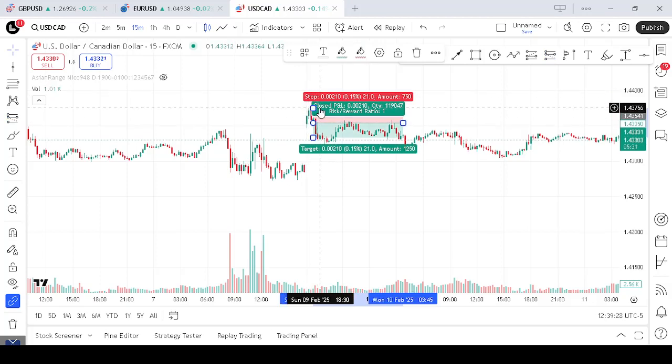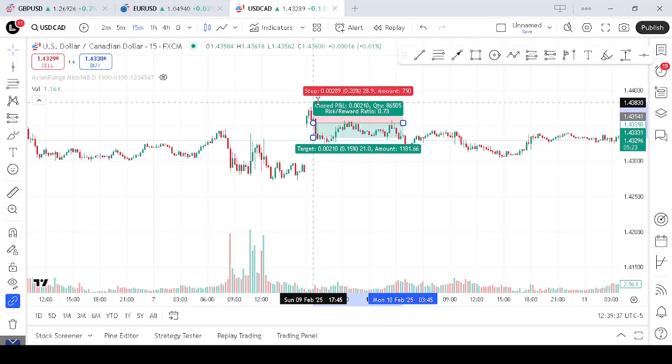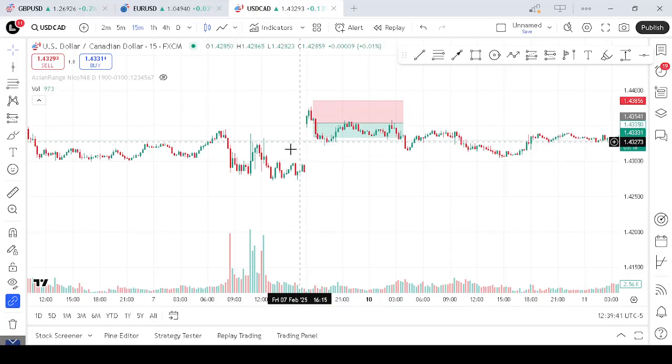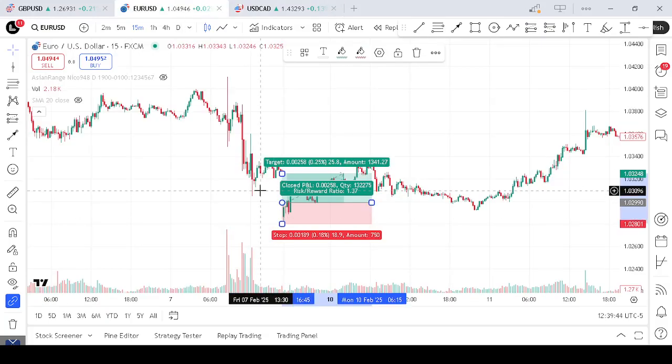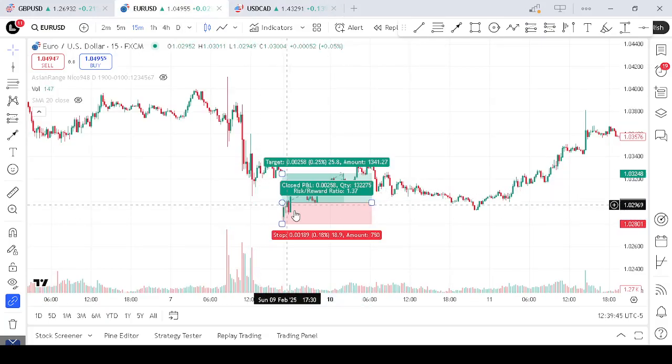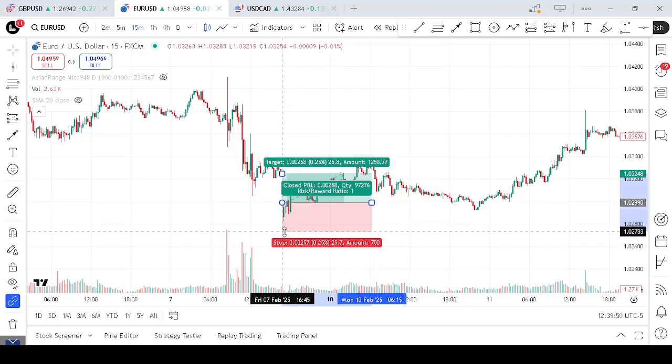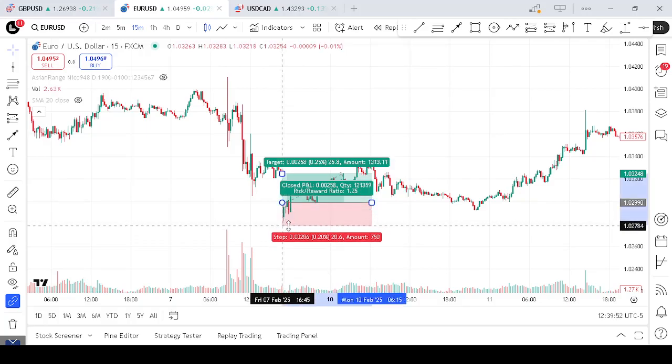Then where do we keep our stop loss? For a bearish gap, we set our stop loss above the high of the gap. This is above the high of the gap. That's where we set our stop loss. Then in terms of a bullish gap, we set our stop loss just below the low of the gap to protect us against unexpected reversals.